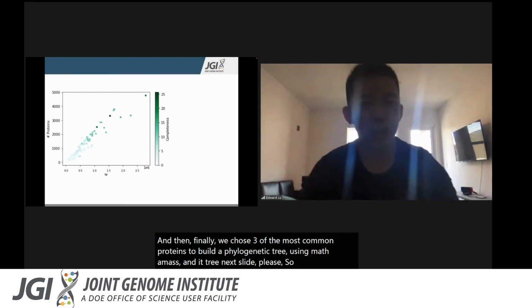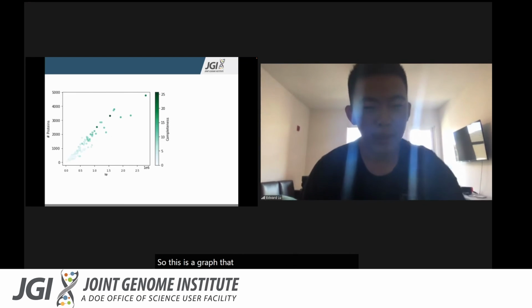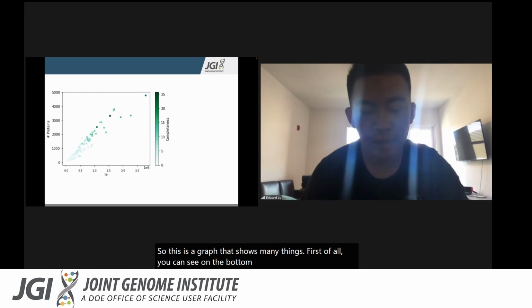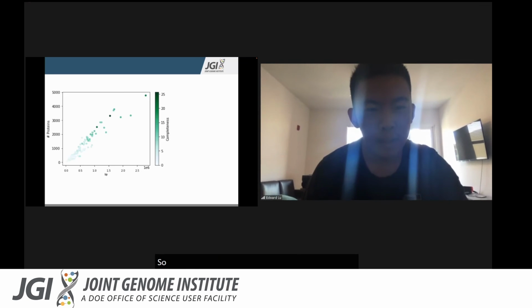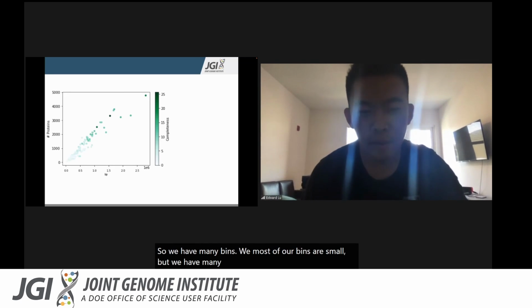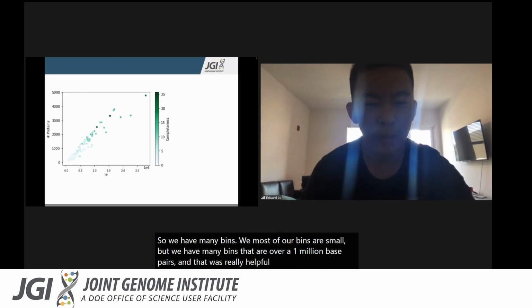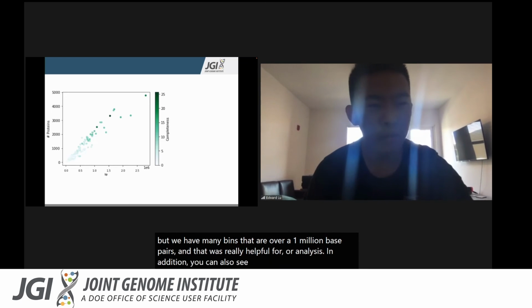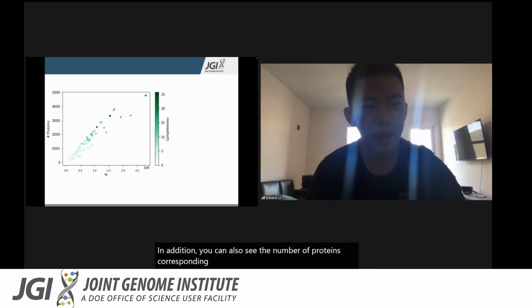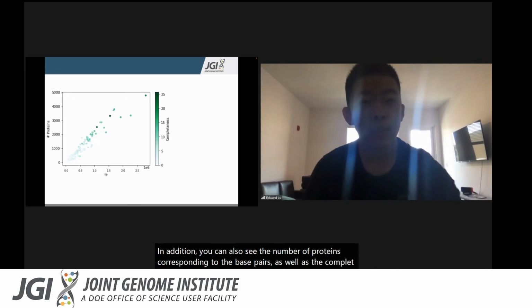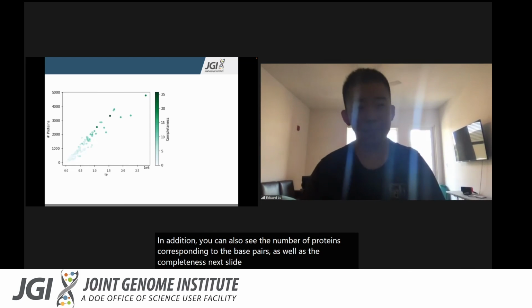This is a graph that shows many things. First of all, you can see on the bottom the sizes of our bins. Most of our bins are small, but we have many bins that are over 1 million base pairs, and that was really helpful for our analysis. In addition, you can also see the number of proteins corresponding to the base pairs, as well as the completeness. Next slide, please.